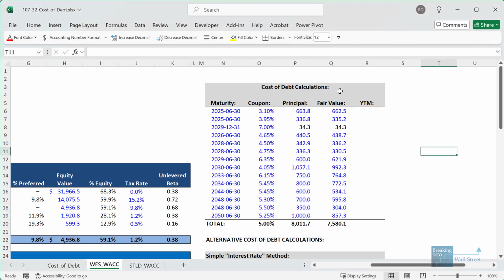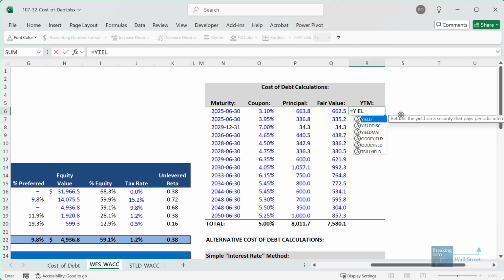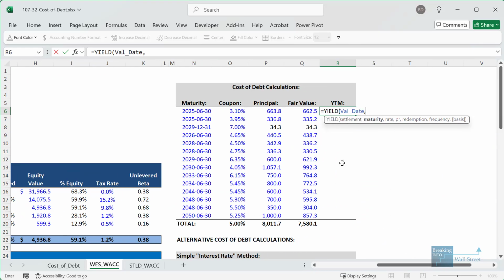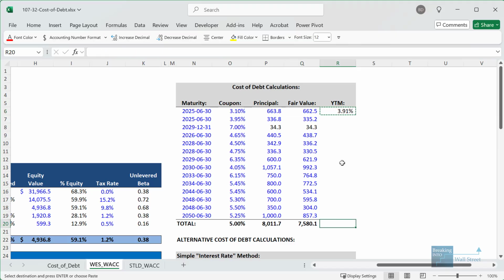If we go back to Excel, here's what we can do. So I'll say yield, and then for the settlement date, we want to use the valuation date, so the end of the last quarter. For the maturity, they give us the maturity dates of all the issuances. They give us the coupon rates. For the PR, we take the fair value, divide by principal, and multiply by 100. And for the redemption, we'll just say 100, and I'll say 2 for semi-annual once again.